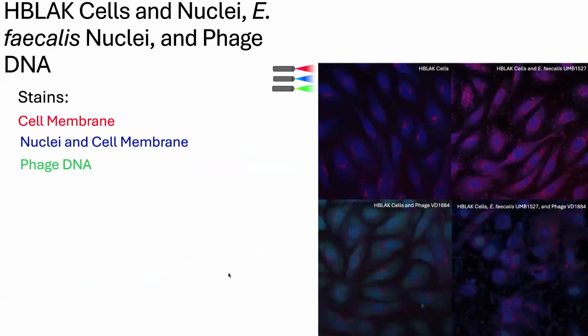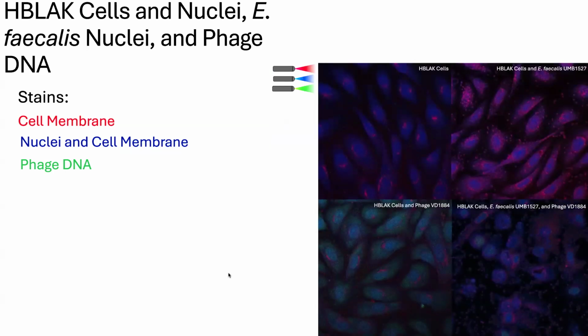First we have HBlock cells just on their own here. We have HBlock cells with E. faecalis, HBlock cells with phage, and then E. faecalis, phage, and HBlock cells. One thing you'll notice here is a ton of green fluorescence. Again, that's due to the green laser over-autofluorescing everything, so that's not actually true green fluorescence.